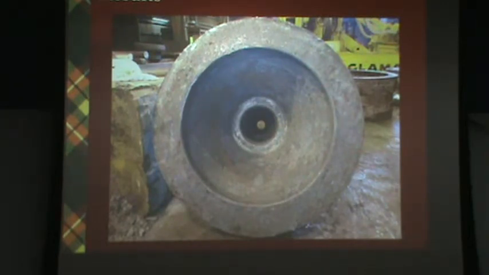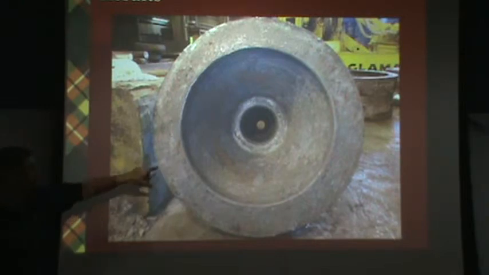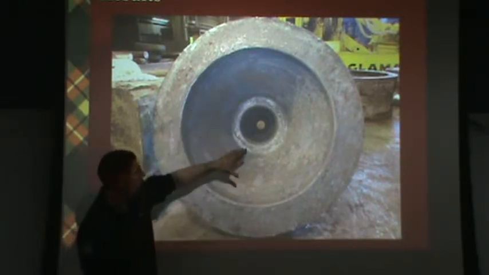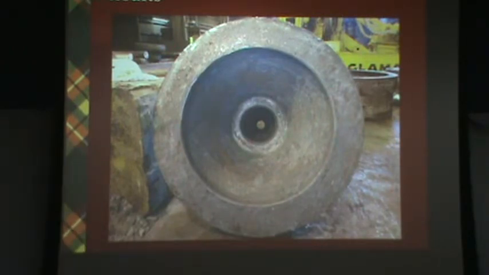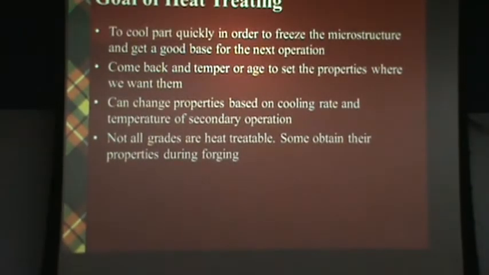Here's that same part from the other side. And you can see this is all the as-forged surface. So this form here was created by forcing a tapered punch into the ID in that part. So now that we have the part made, now we've got to heat treat it.